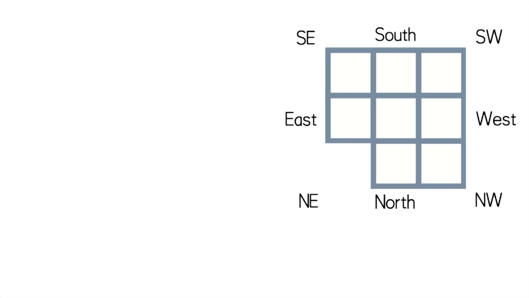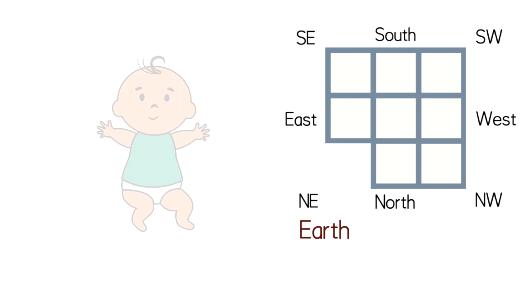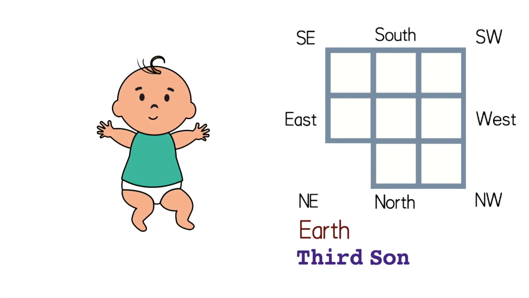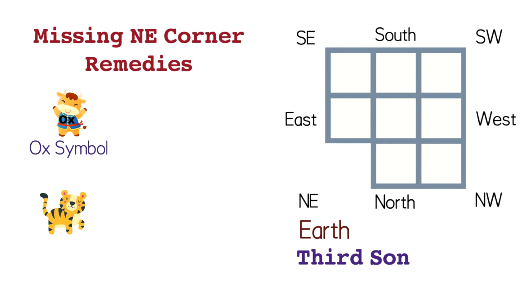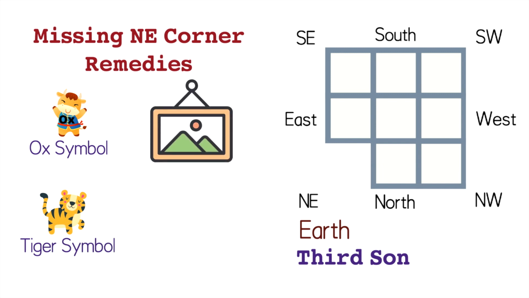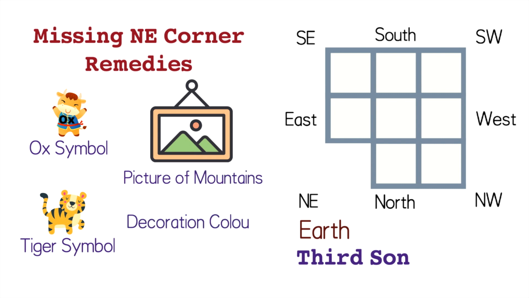If your house is missing the northeast corner, which belongs to the earth element, this is not good for the third son. A remedy for this missing corner is to place a symbol of an ox or tiger in this direction. You can also place a picture or painting of mountains towards the northeast corner. The color of decoration in this direction should be brown.